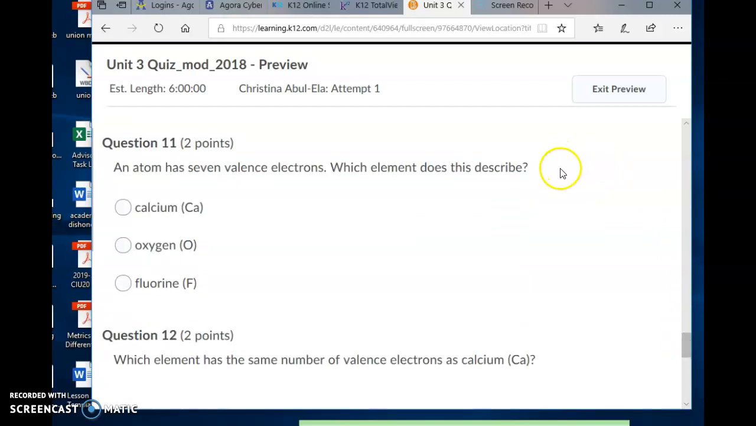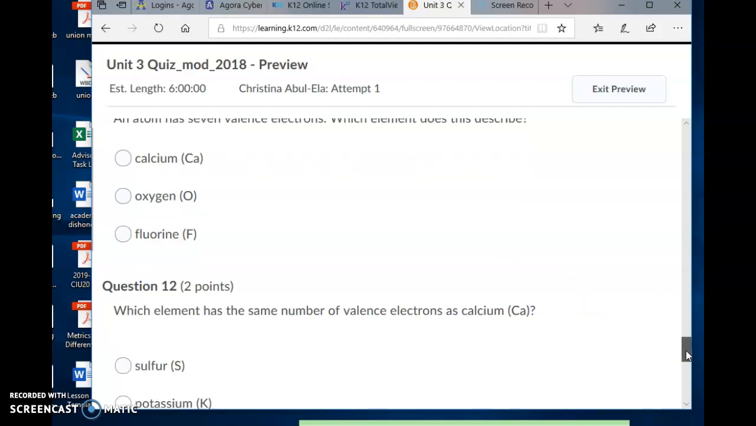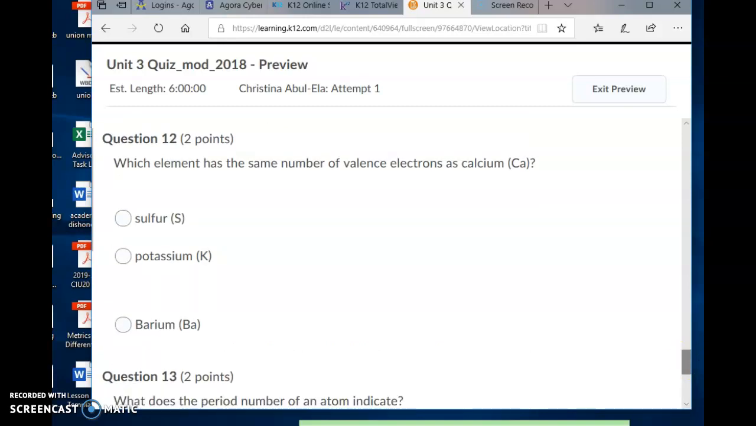Question 11. An atom has 7 valence electrons. Which element does this describe? Calcium, oxygen, fluorine. Question 12. Which element has the same number of valence electrons as calcium? Sulfur, potassium, barium.